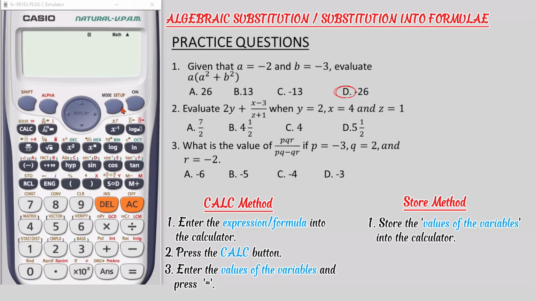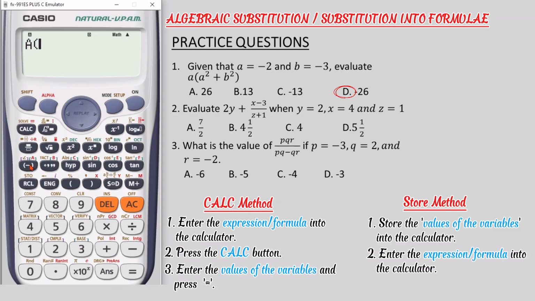Now, after storing the values of a equals -2 and b equals -3 into the calculator, what I have to do next is to enter the whole expression into the calculator. So we have a multiplying a squared plus b squared. So I first activate a by simply tapping on alpha and the negative button, multiplying a squared.